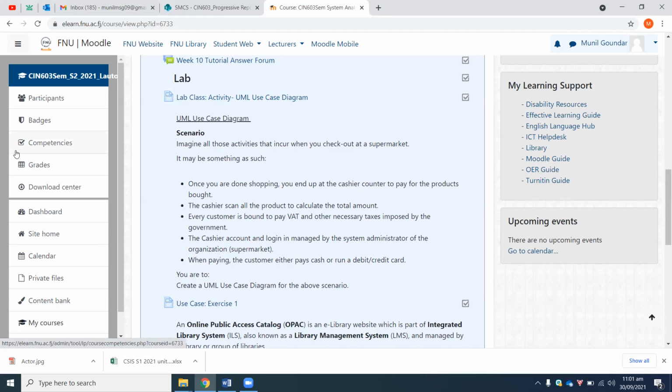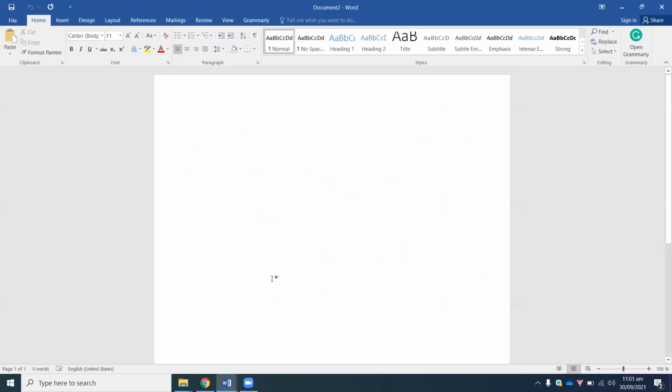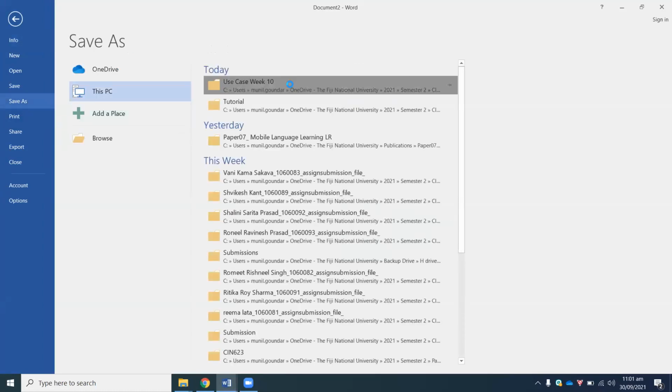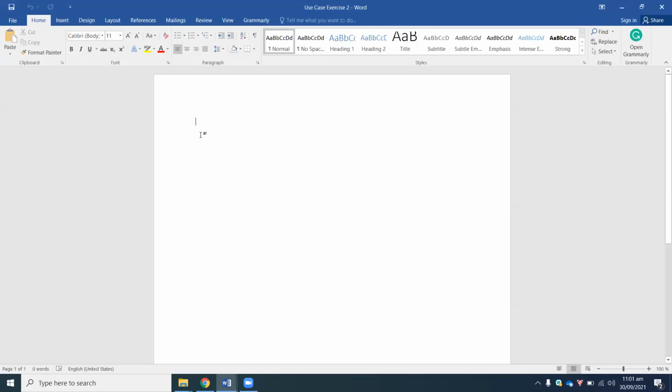Now, first of all, we'll have to identify our actors. So I'll quickly open up a new Word document and save it. Let's stick to the basics: whenever you create a new document, you need to save it at the same time. So, use case exercise 2. All right. Now, actors.